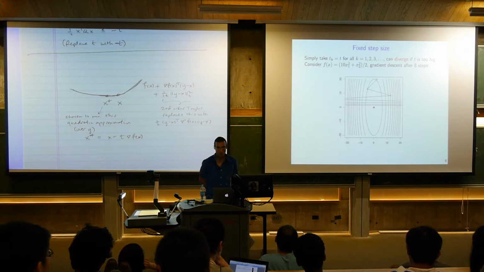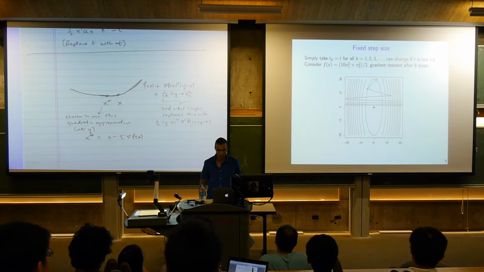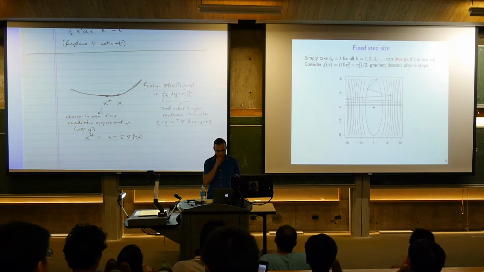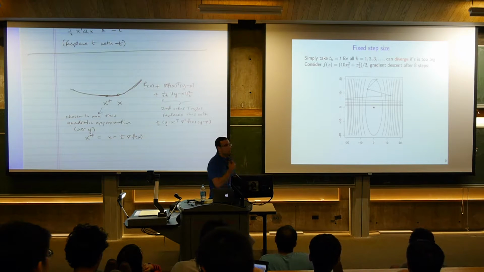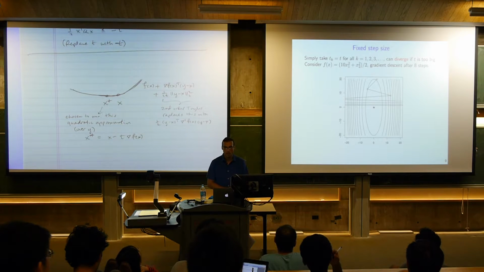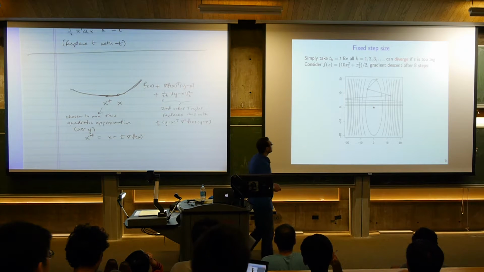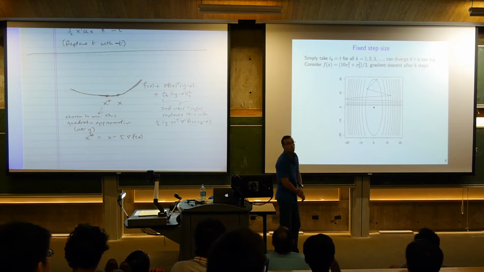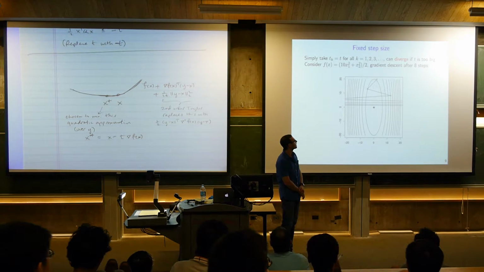OK, the first thing you might try, which is the simplest thing arguably, is just to fix the step size to be some value and never change it across the iterations k. So if I fix all the t_k to be some common value t, and that's too big, then it can diverge.